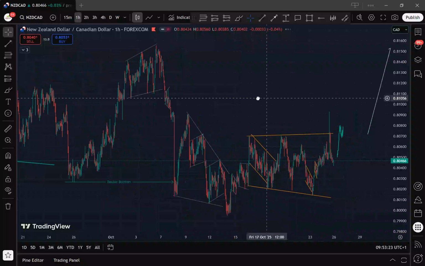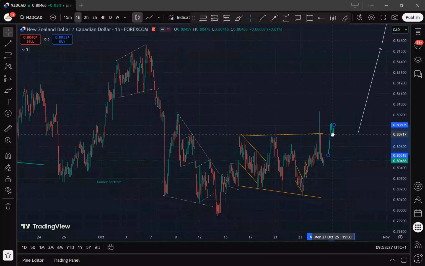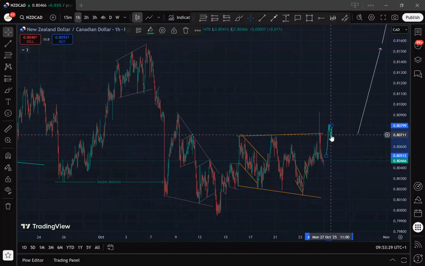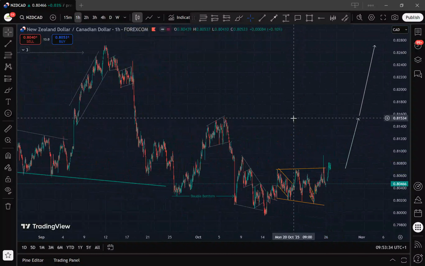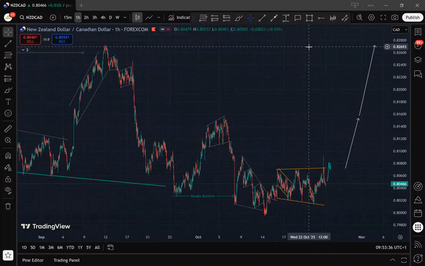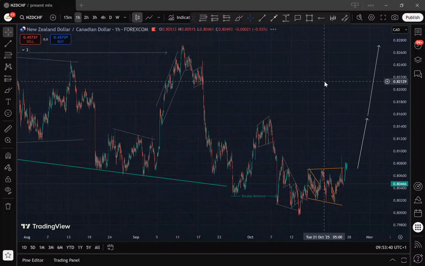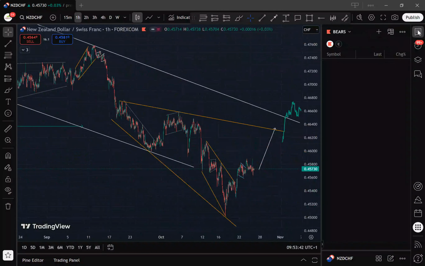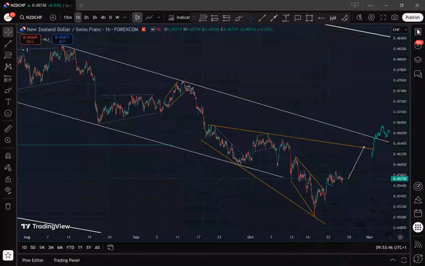So what I'm waiting for here is an impulsive breakout here, then a bullish continuation structure for the price to push to this high, and who knows, maybe this high on New Zealand CAD. So our next pair is, okay, New Zealand CHF.